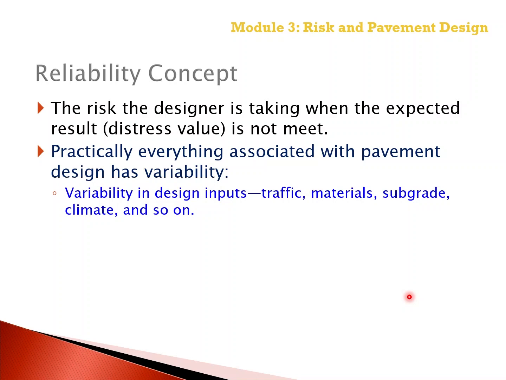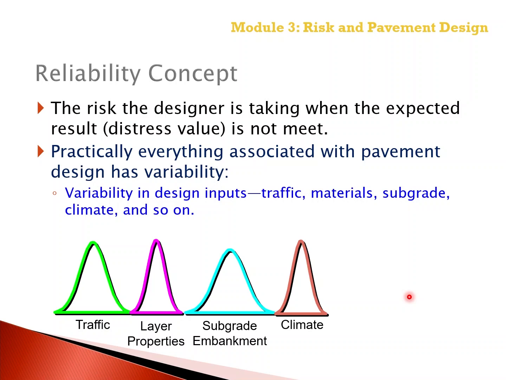Reliability, remember, is a quantification of the risk the user or designer is taking when the expected result or distress value exceeds the threshold value or design criteria, because the true value will differ and may exceed the threshold value or design criteria, because the true value differs from the estimated average value. In other words, the reliability is determined by considering the historical behavior, responses, and outcomes from calibration. So, traffic, layer properties, subgrade, and climate vary, but are assumed to have a normal distribution of the measured values. The average value for each input value is entered in the MEPDG software.